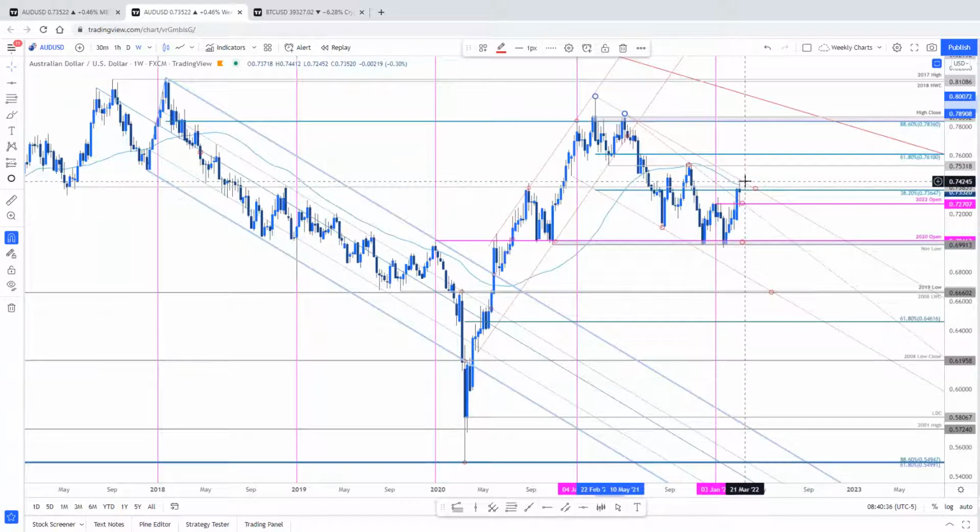This is a pretty hardcore resistance, guys. I think you would just agree. We just noted 4 technical aspects that are all lined up just into the 74 handle. Okay, daily chart looks like this.